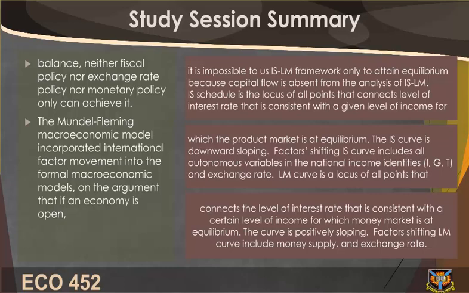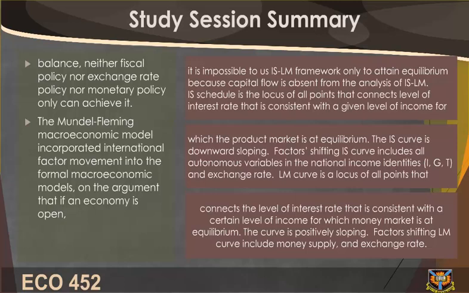The IS schedule is the locus of all points that connect the level of interest rate that is consistent with a given level of income for which the product market is at equilibrium. The IS curve is downward sloping. Factors shifting the IS curve include all autonomous variables in the national income identities: I, G, T, and the exchange rate.